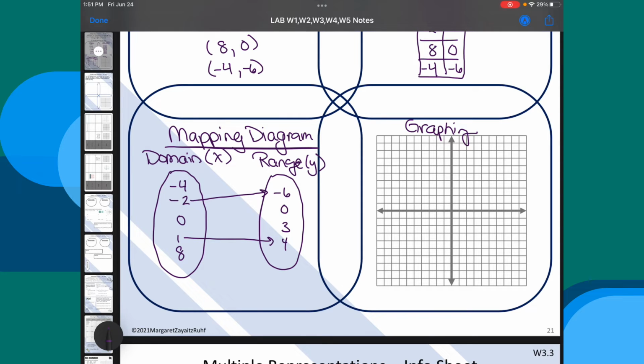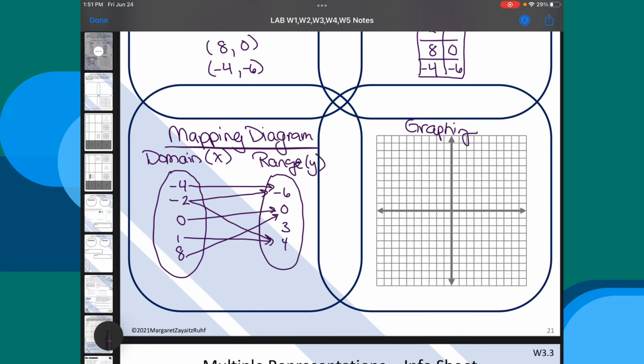We're going to take 0 and map it over to 3. Negative 2 also is getting mapped to 4. 8 is getting mapped to 0. And negative 4 is getting mapped to negative 6.